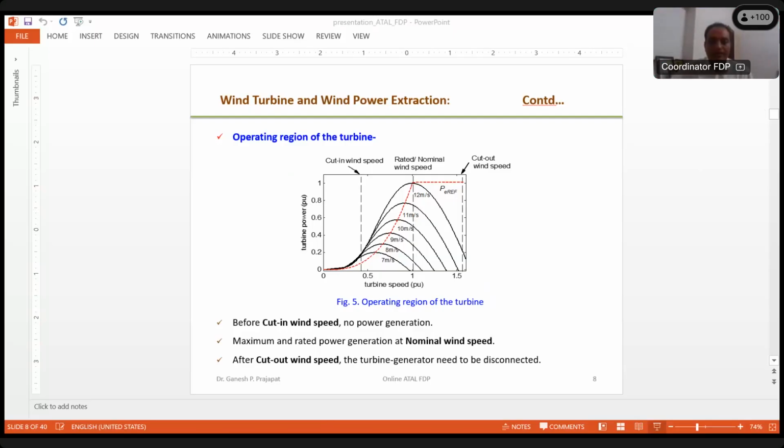As I have written here also, before the cut in wind speed there is no power generation, there is maximum and rated power generation at nominal wind speed, and at cut out wind speed the generator turbine needs to be disconnected. It generally happens in practice that if there is a storm or heavy gusts, then we need to disconnect the wind power generation system from the grid. So these are the actual practical operating reasons of the wind turbine.